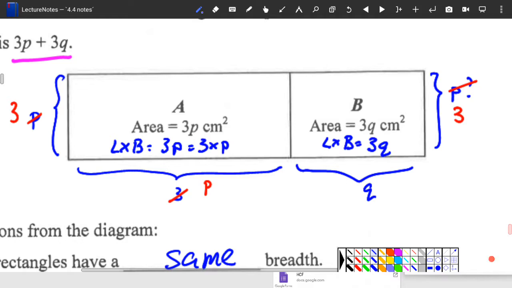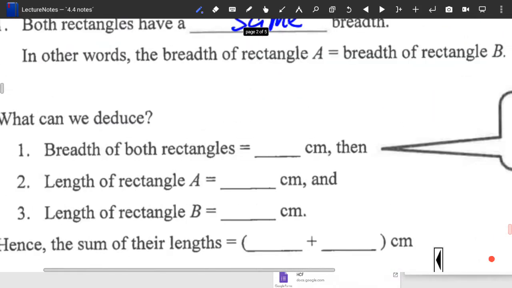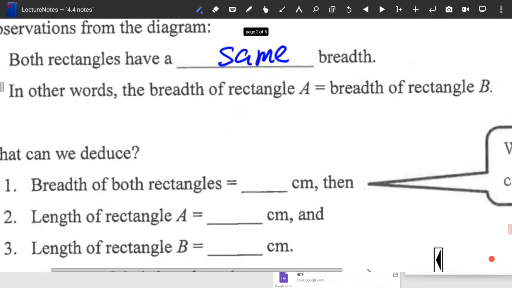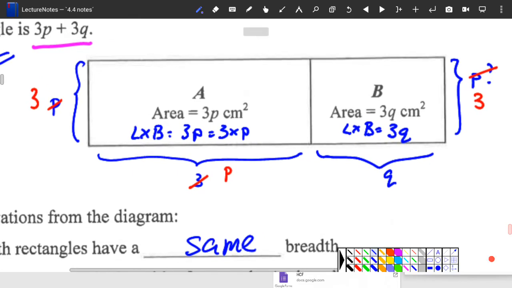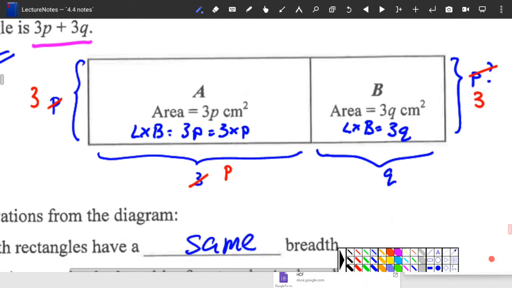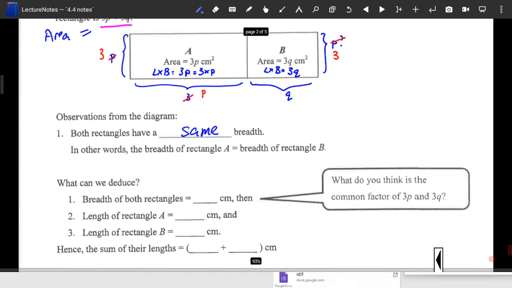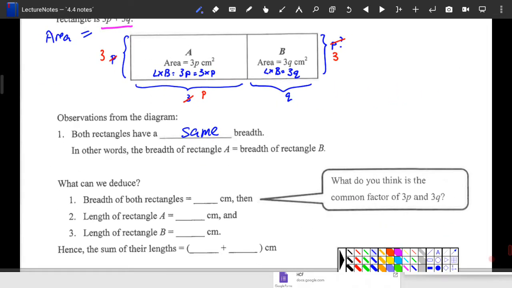Okay, let's go. Now, so I go on downwards. So we say that, what can you deduce? Alright, what can we deduce? What is the breadth of both rectangles? Do you agree it's 3? The breadth is 3 cm, right?